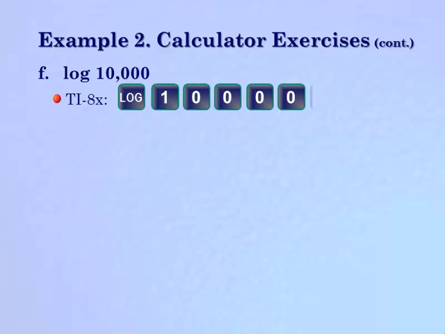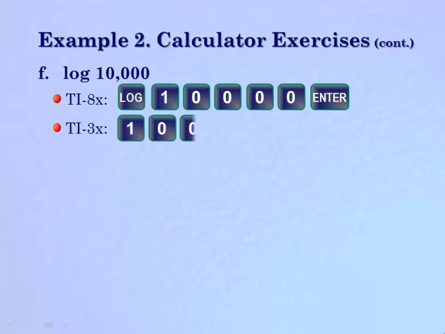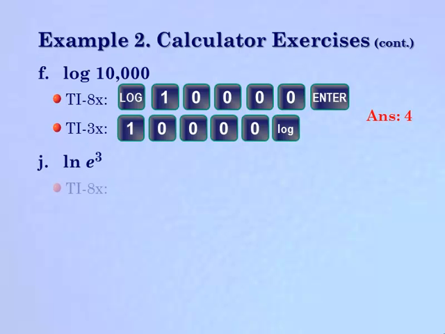How about one that we should know the answer for? The log of 10,000. You know what the answer is for that, right? It should be 1, 2, 3, 4 zeros, so it should be 4. And for TI-30, you press the 10,000 and then the log, and the answer is 4. How about the natural log of e cubed? You should know what this is as well.